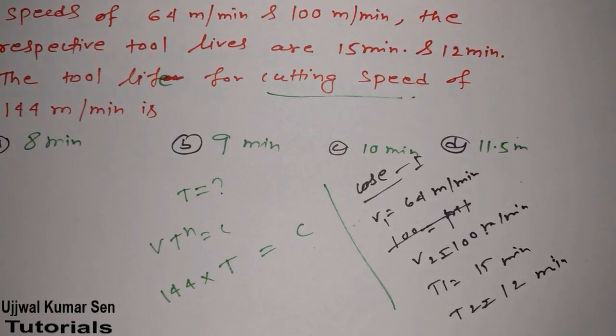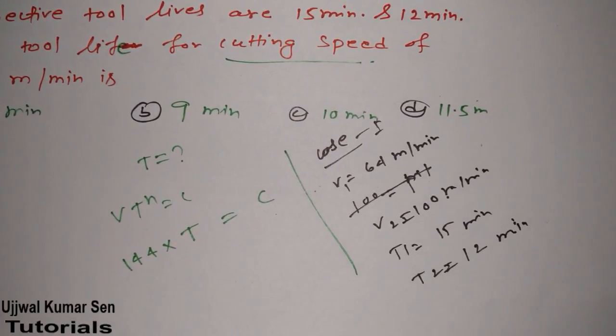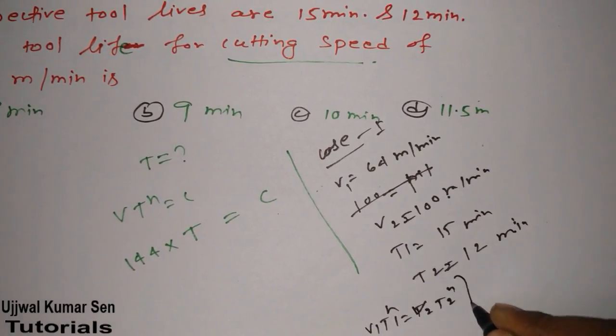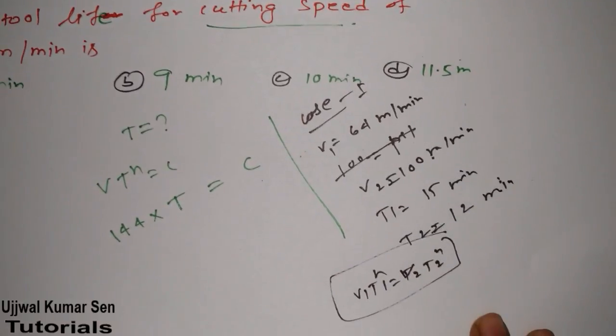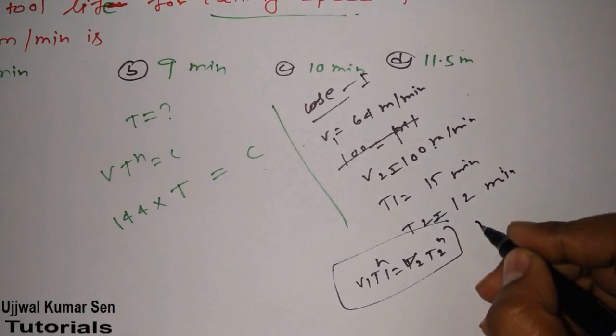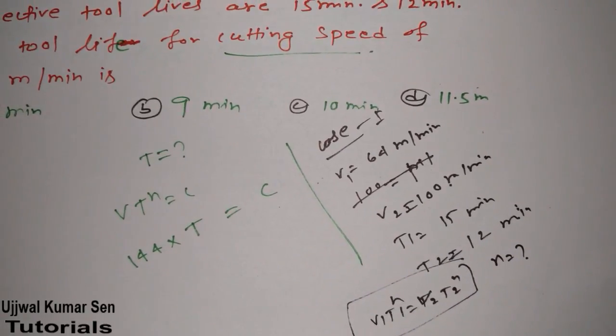Now the tool life for this cutting speed. So this is another important question. Again from the equation we can say v1 t1 to the power n is equal to v2 t2 to the power n. We have this equation also. So what we can find out from this, the value of n is equal to what? We have to find n from this equation, right? So let's go for it.